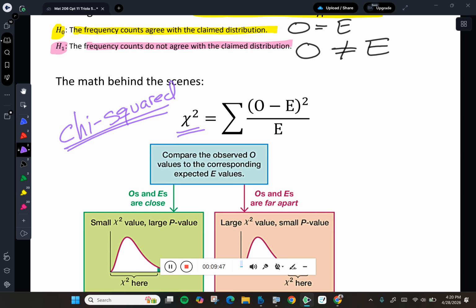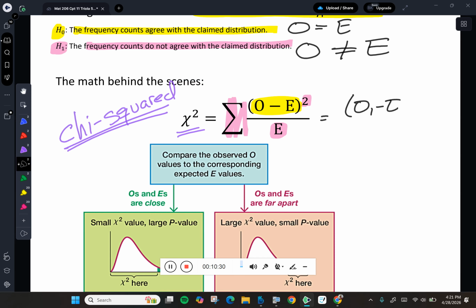The math behind the scenes is this mess over here. So when I take a look at this mess, I'm looking here in the numerator. The observed minus the expected, that's going to be squared. We divide that by E, and then we take the sum. So for every individual category, for category 1, we take the observed for 1 minus the expected for 1, square that, and then we take the observed for 2 minus the expected for 2, and square that, and we take the observed for 3 minus the expected for 3, and square that. At each stage, we're dividing by E. So if I were to write this thing out, what is that going to look like?